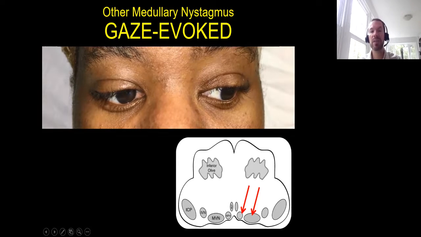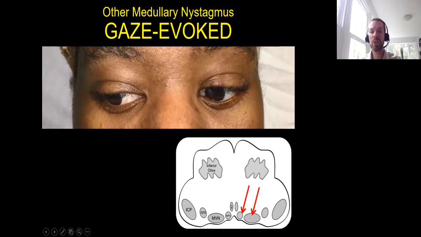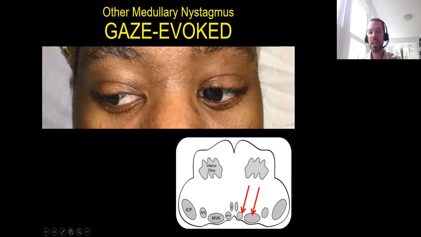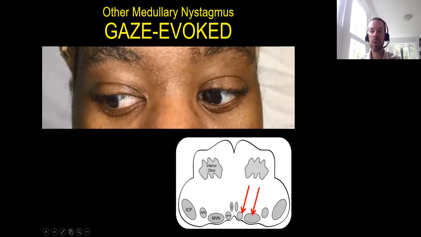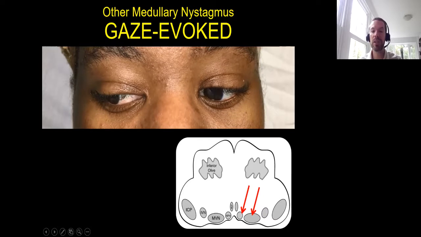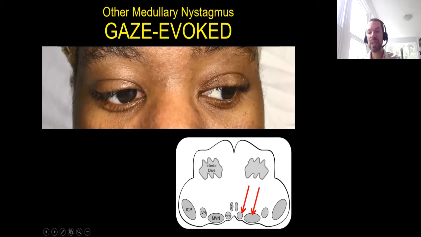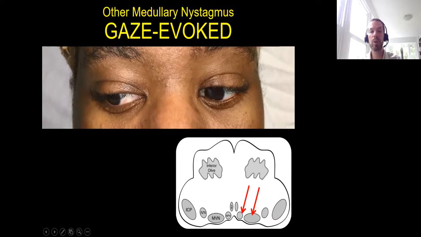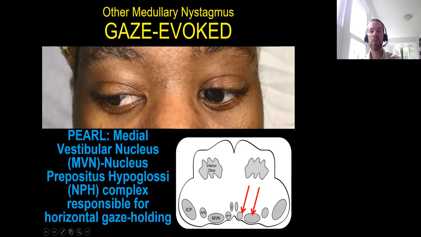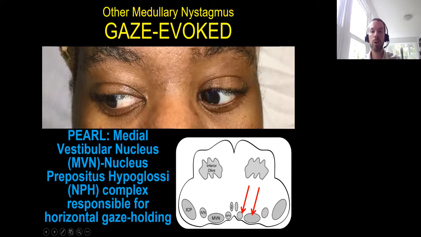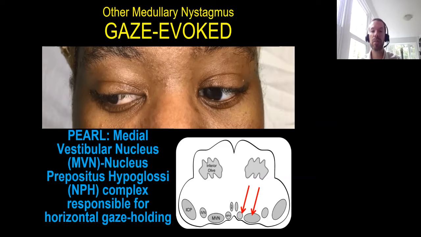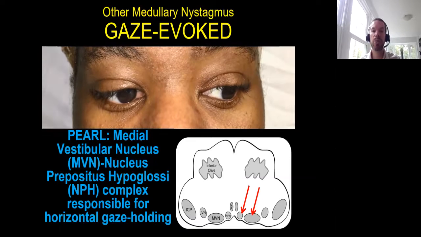This is a patient who has thiamine deficiency due to Wernicke's encephalopathy. And in this kind of situation, the midline structures tend to be affected. Again, we're not talking about a lateral medullary syndrome. Now we're talking about more medial medullary injury, mainly the MVN, the medial vestibular nucleus, the NPH, the nucleus prepositus hypoglossi. This complex is responsible for horizontal gaze holding. So you can have horizontal gaze evoked nystagmus from a medullary lesion as well, a medial medullary lesion.